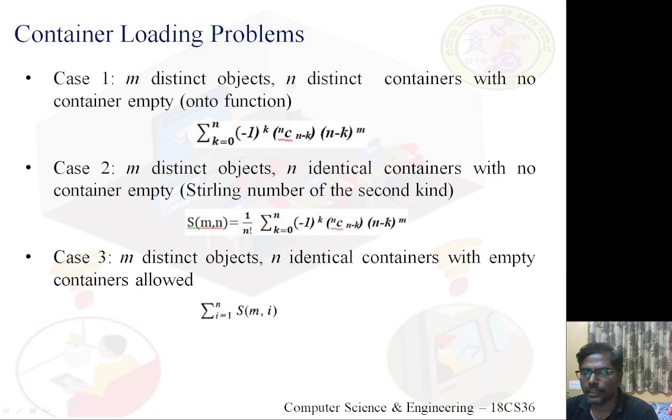The third case is you're given m distinct objects, you're given n identical containers, and here the objective is you need to fill m distinct objects among n identical containers, but here a container might be left empty.